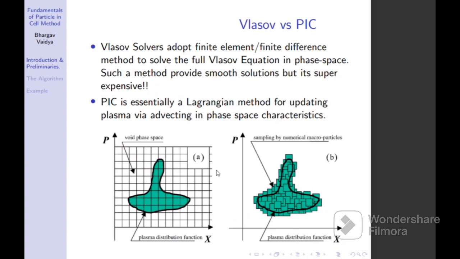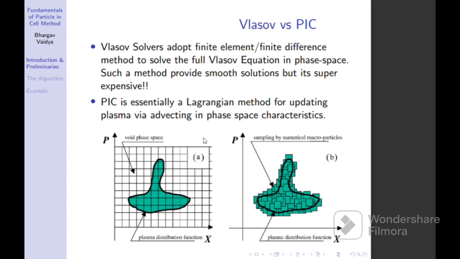So here the idea is that you take a 6D space. Here I'm just showing you in 2D space, which is better for visualization. This is the momentum axis and this is the coordinate axis. This is the place where plasma is distributed, and here you have a grid.